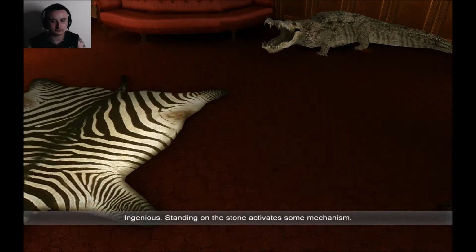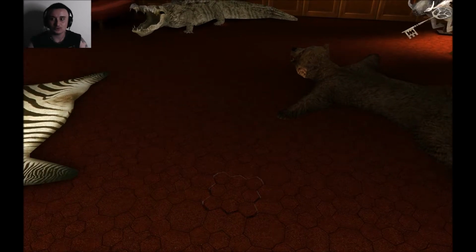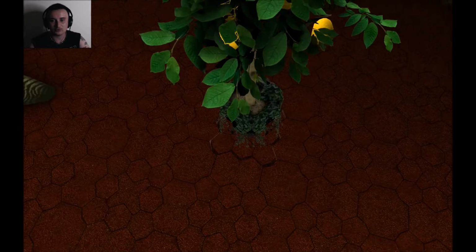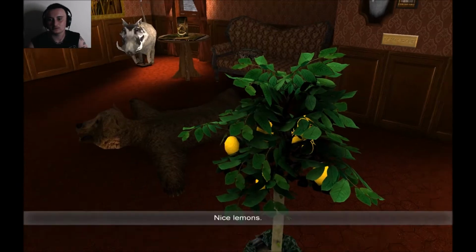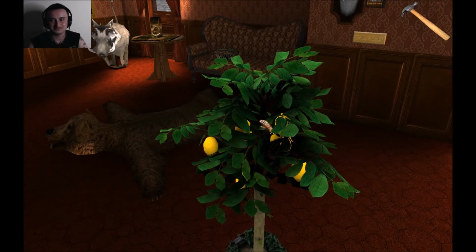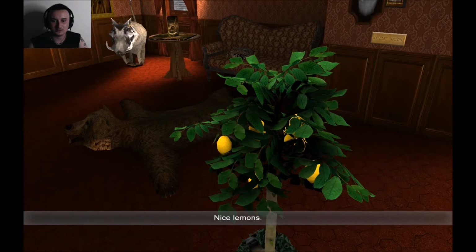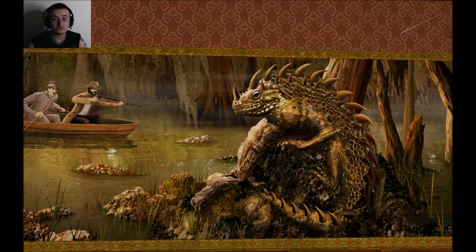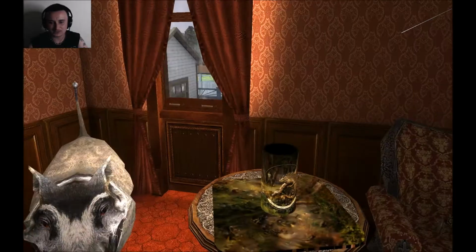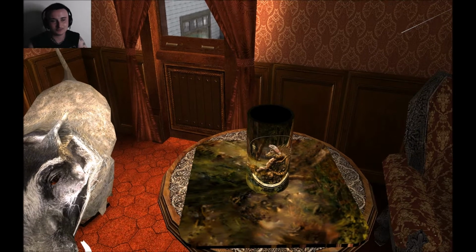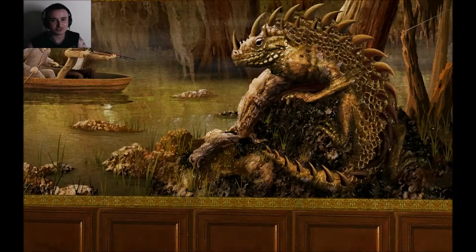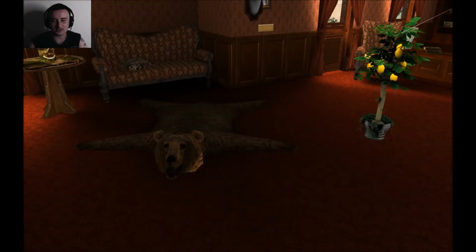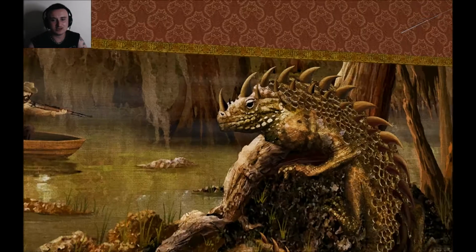Ingenious. Standing on... Yes, shush. So, we need something heavy enough to weigh down this platform, so we can actually put the potted plant there. Nice lemons. Come back for that later. We can take the metal rod we found from out in the garden, and what this said was, only the hunters with the finest eye get the best arms, or something like that. Basically, what this is insinuating is it wants us to stand from that spot and shoot the iguana in the eye to trigger the mechanism.